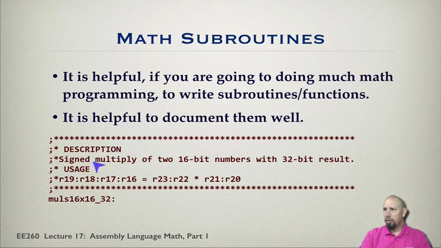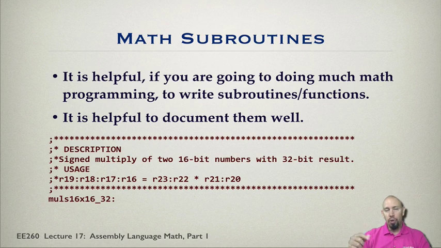So this is an example: signed multiply of two 16-bit numbers with a 32-bit result. Okay, here's the usage. The contents of registers 23 and 22 are multiplied by the contents of registers 21 and 20, and the result goes in registers 19 down to 16. So that the user knows exactly where to put stuff and where it will be returned. Notice, this is just a subroutine. This is not a function.